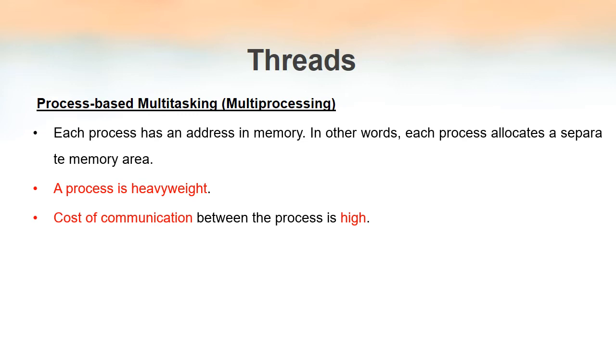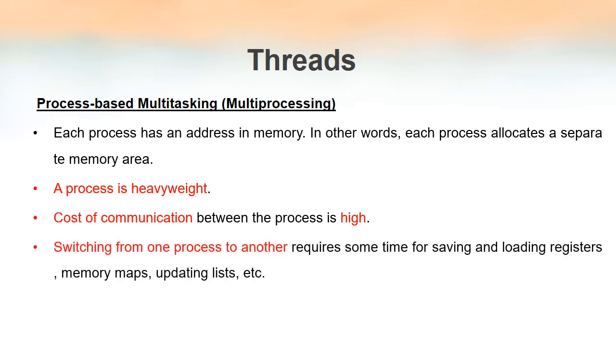And why is it high? Because a process means a program under execution. So we use certain variables, arrays, etc. when we write a program. For each of these variables and arrays, there will be separate memory areas. So altogether, one process will have a bulk amount of memory.